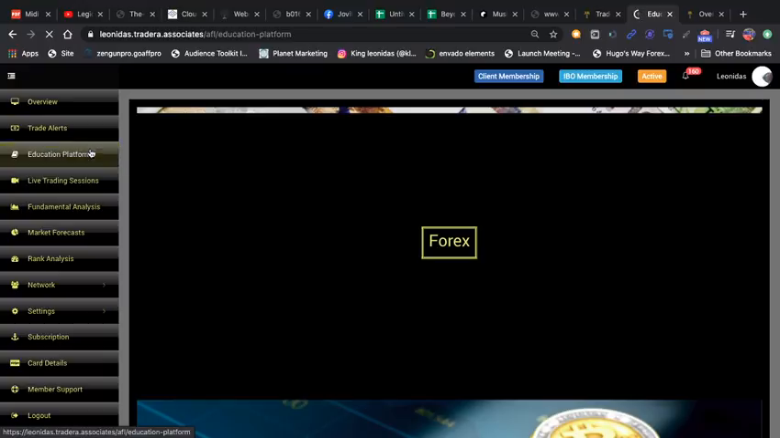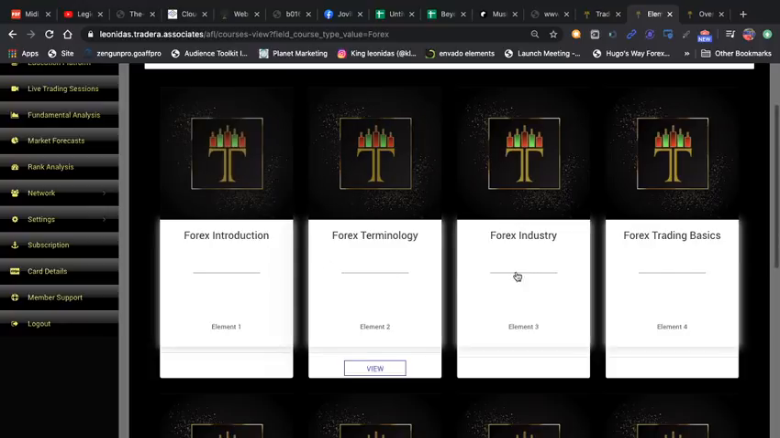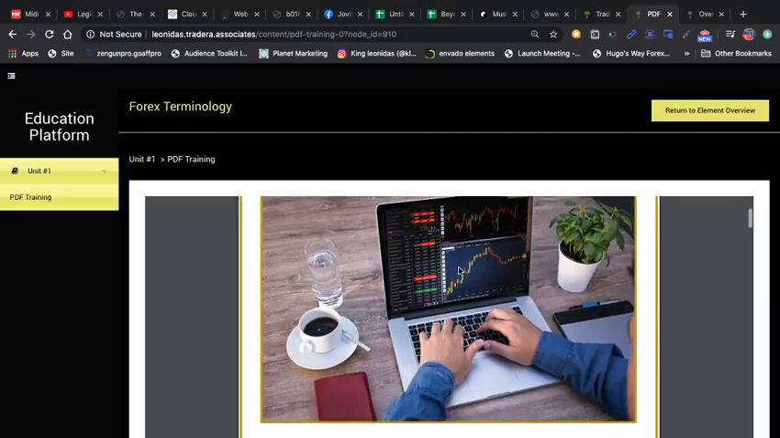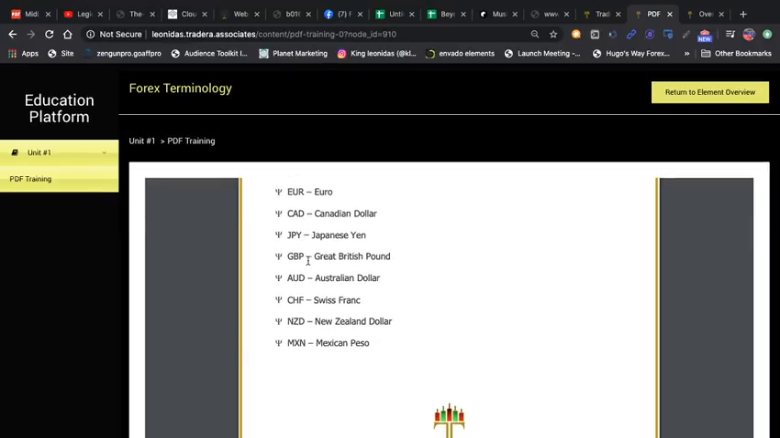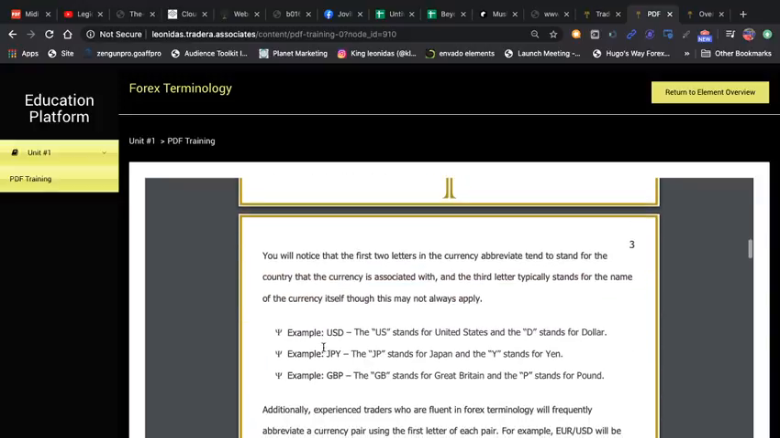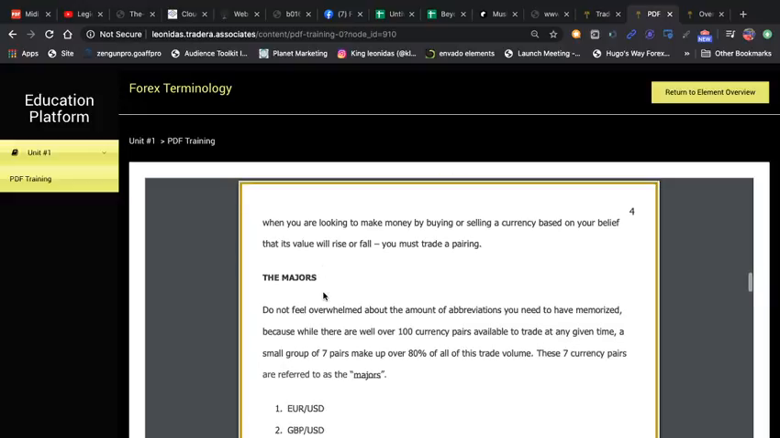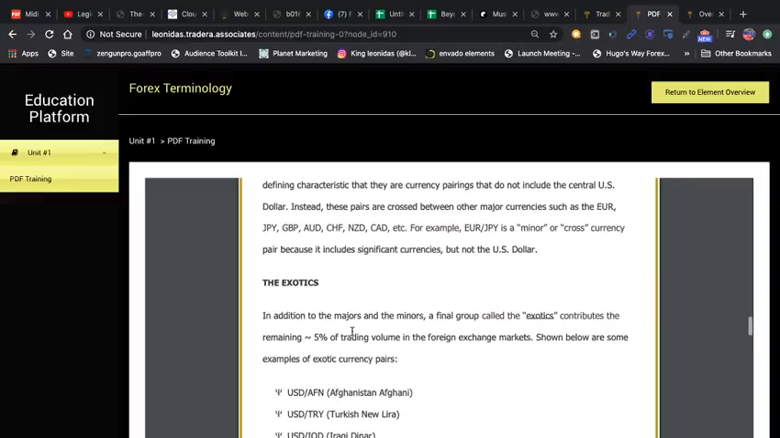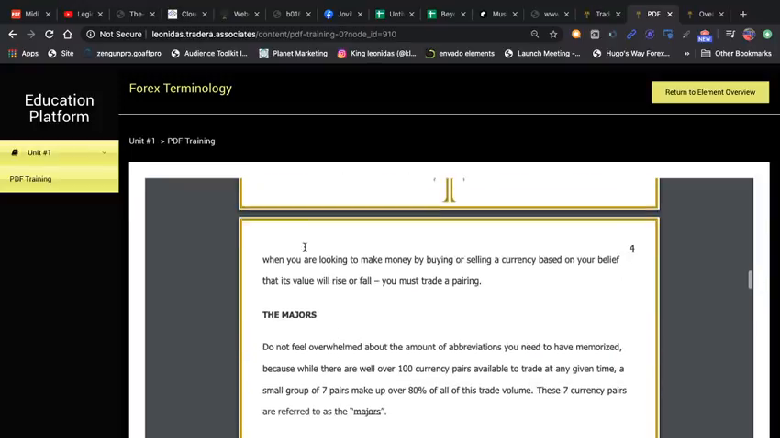The education platform is pretty in-depth. They give you PDF downloads, so you can take your time and read through this information. Some of it's video, introduction, the terminologies and stuff, so you can actually get an idea of what a pip is. You know what I mean? What point of percentage really stands for. The different pairs, what you're going to be trading on. So you get familiar with the pairing, the lingo. You know exactly what you're doing, how to get in a trade, how to get out of trades. This is information you definitely want to jump in on and take advantage of on your own time.